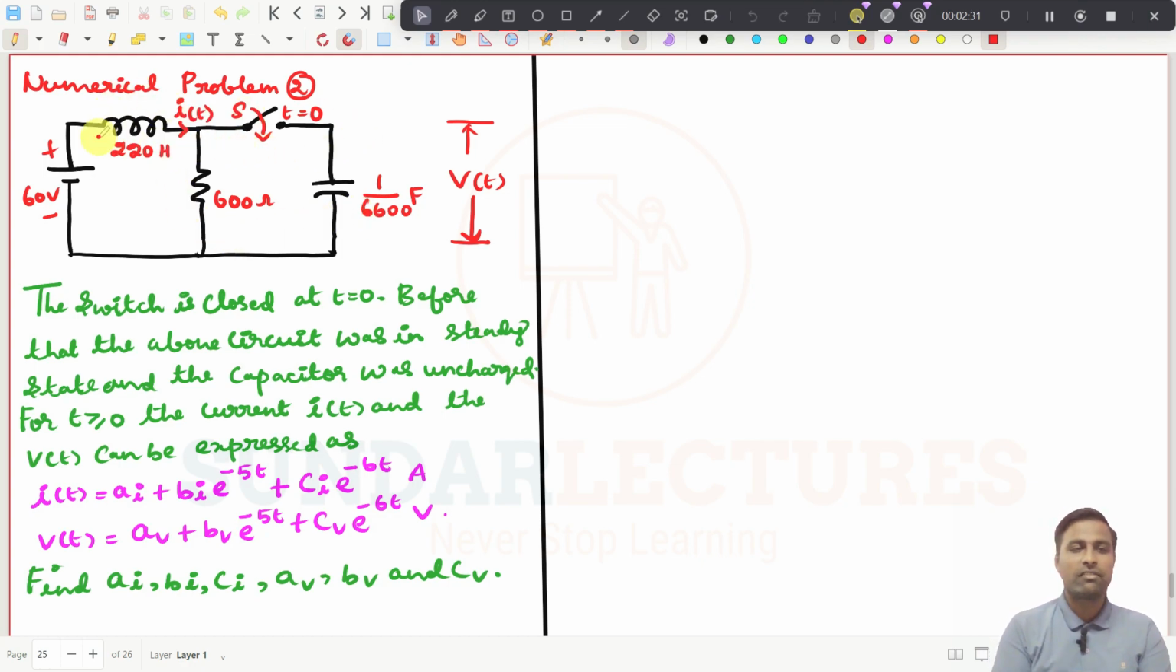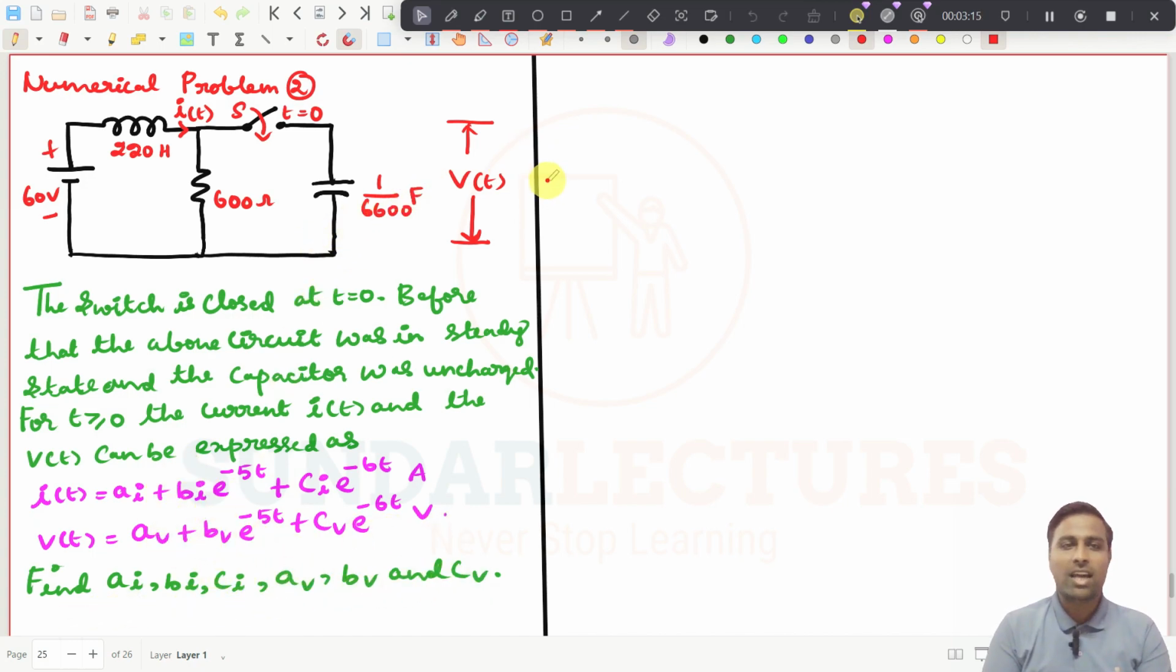So now what is the question given? See, the switch is closed at t equal to 0. Before that, the above circuit was in steady state. See, this switch is opened, and when the switch is opened, this circuit is at steady state. This circuit alone, the inductor and the resistor with the voltage, is at steady state. And the capacitor was uncharged while this switch is open, and that is also given. Then for t greater than 0, after the switch is closed, the current I of t and the voltage V of t are expressed in this form, and we need to find all these parameters in the given expression.